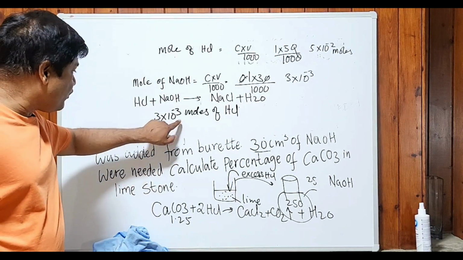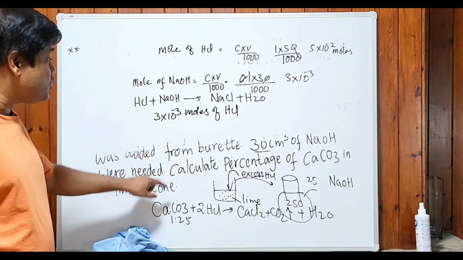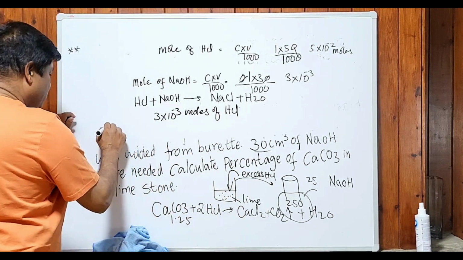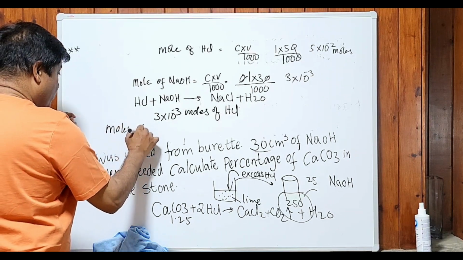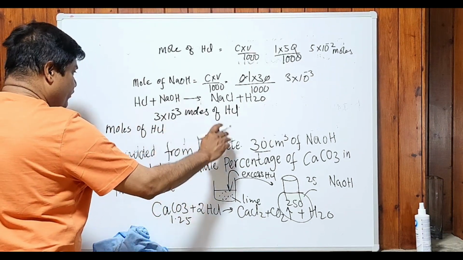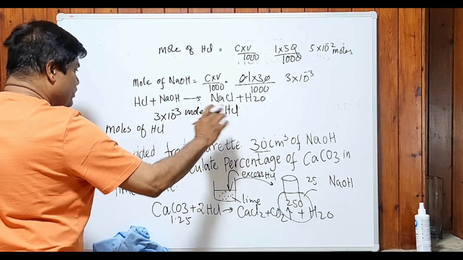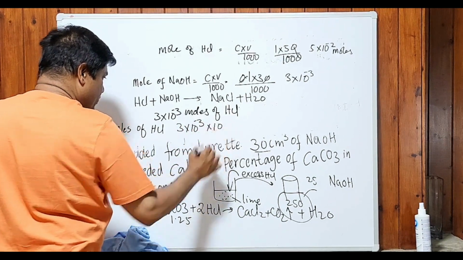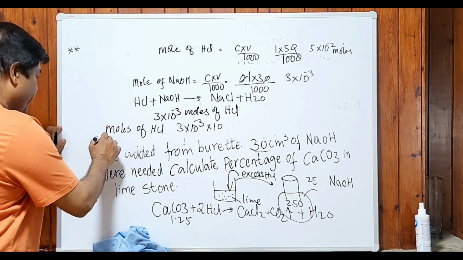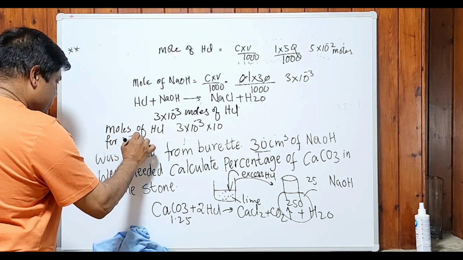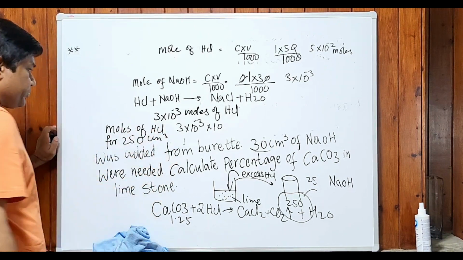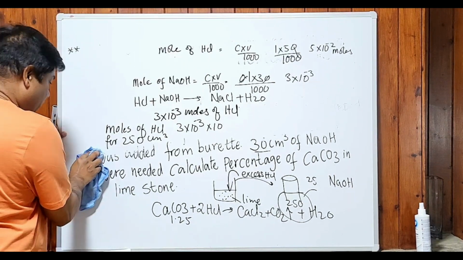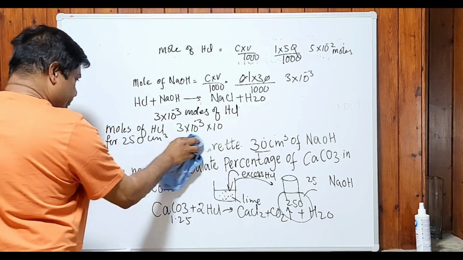But this is the mole for 25, and we made a solution up to 250. So work out the moles of HCl for 250. That's for 25; for 250 centimeter cube, 3 into 10 to the power of minus 3 times by 10. That's the mole of HCl for 250 centimeter cube. Now, that's the mole of HCl left out in this solution.